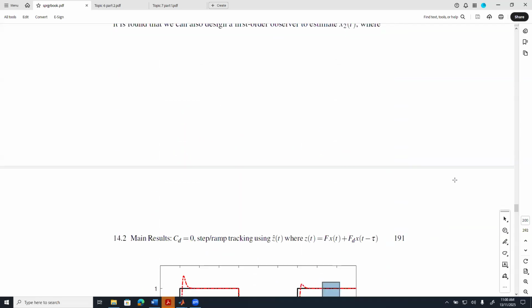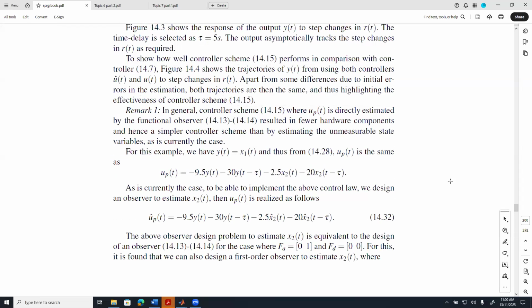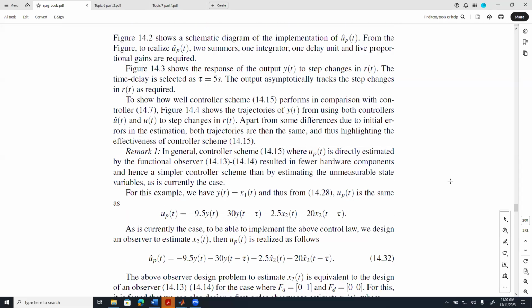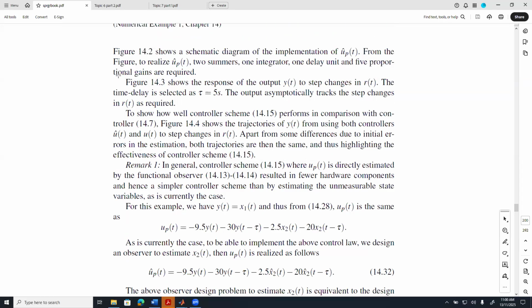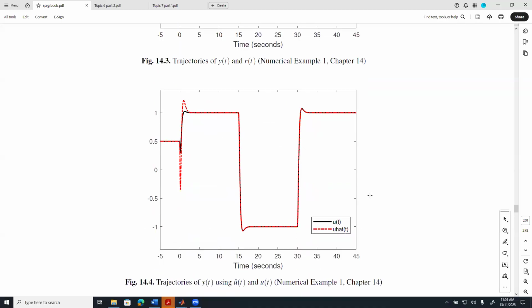And this figure 14 by 3 is basically the one without the generalized functional observer. And then when we implement the generalized functional observer, we also superimpose on that the one with both control schemes, the one with estimation and the other one without estimation. So that's shown in these figures here.